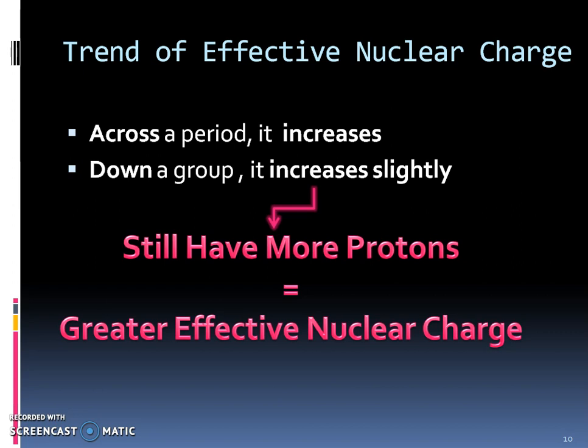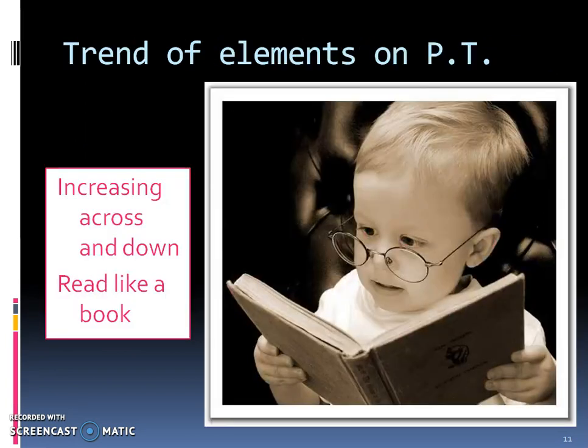So what then is the trend of the nuclear charge? Well, obviously every time we're increasing the number of protons, we're increasing the number of electrons, we should be increasing the effective nuclear charge. So as we go across a period, it increases, and as we go down the group, it increases. This is very different than what you're used to, because you're always used to the trends going in opposite directions when we're talking about across a period and down a group. However, in this case, they both increase. Just one is going to slightly increase and the other one's going to really increase. So again, if you have more protons, you're going to have a greater nuclear charge. It's kind of like reading a book, right? You're increasing across and down like reading a book.